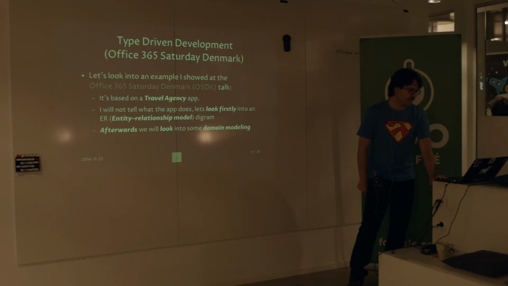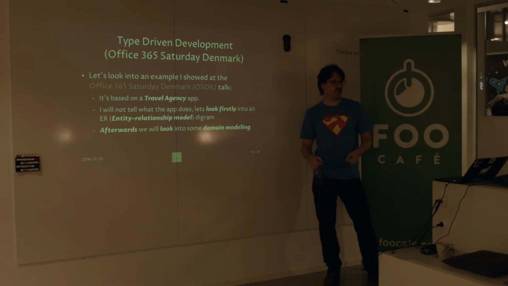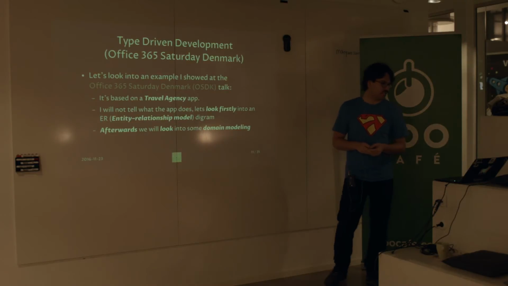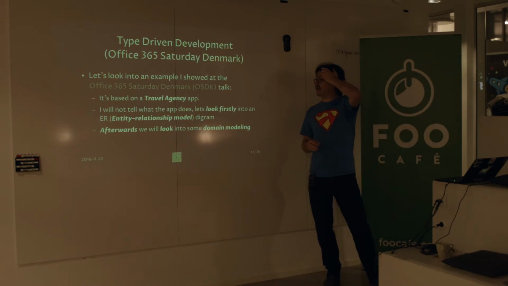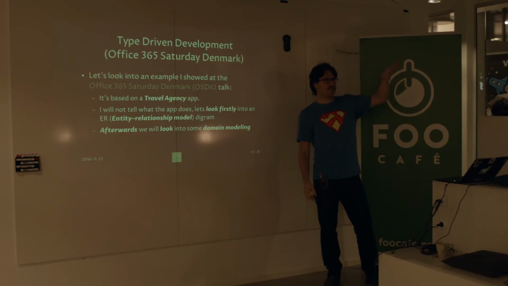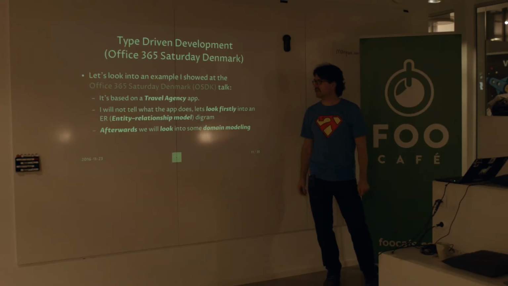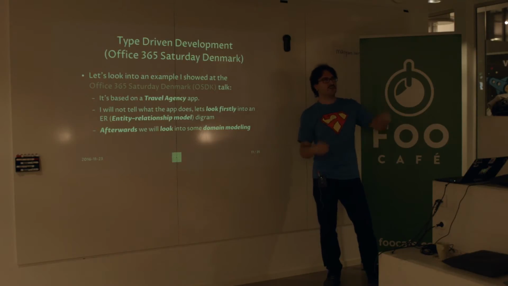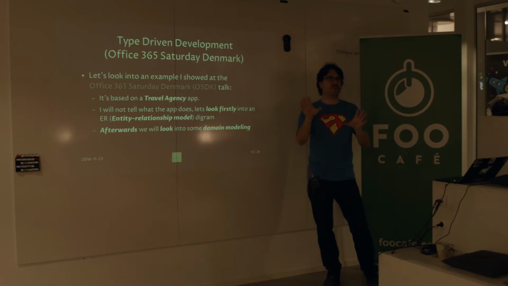So this is actually an example. I gave a talk for Office 365 Saturday in Copenhagen a few months ago, and I made an application based on SharePoint which communicated with CRM. Just to tell what was going on in this travel application, I did the traditional diagram on the initial part with some text, and then I also made this domain modeling.